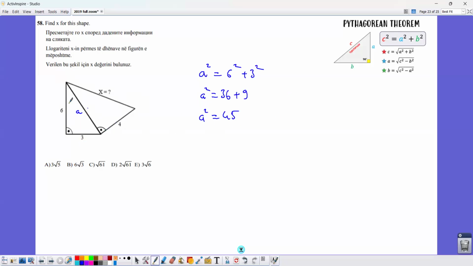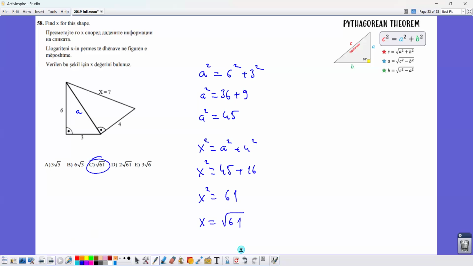So we have another right triangle, in which one side is A, the other one is 4, and the hypotenuse is X. For this triangle, the Pythagorean theorem becomes X squared is equal to A squared plus 4 squared. Because here directly we are looking for A squared, I have A squared, so it will be X squared is equal to 45 plus 16. When we add these two, it will be 61. So x is equal to root of 61, which is C.